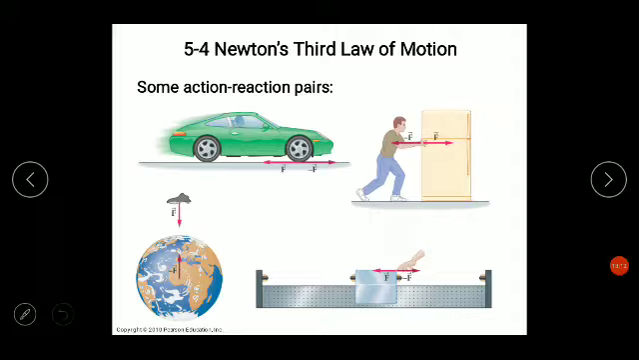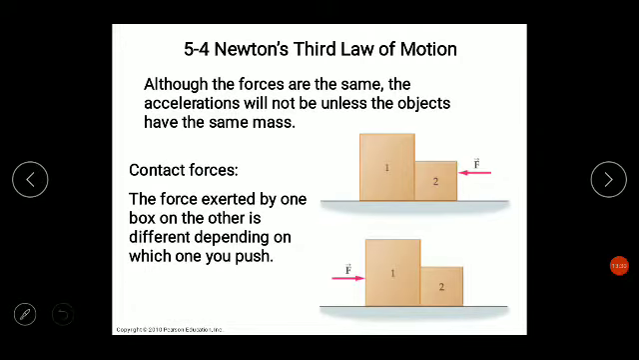In the fourth example, you have a frictionless system. The same through, it shows action-reaction pairs. That's the third law of motion. So we have another example, the push.